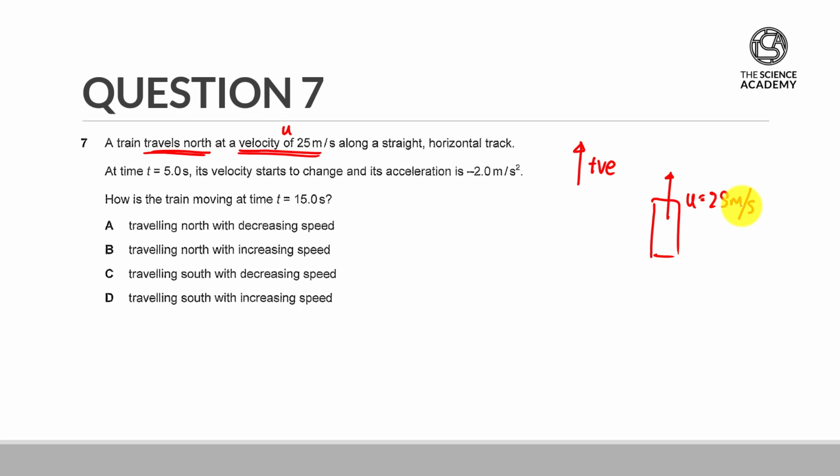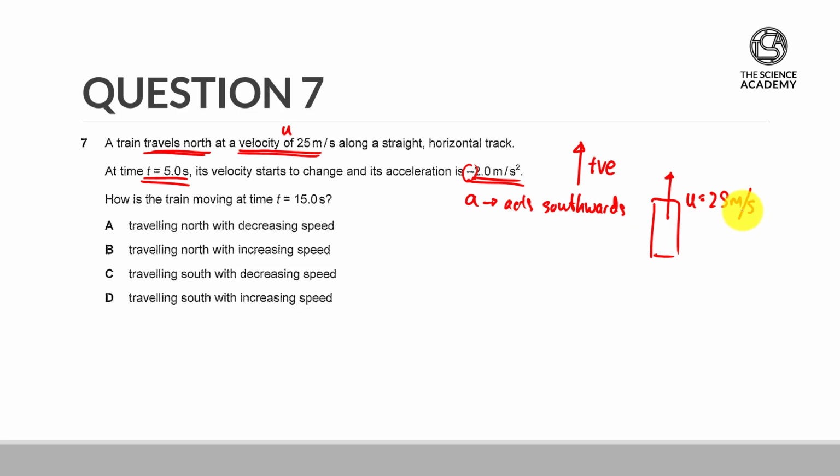The question then tells us that at time 5 seconds, the velocity starts to change and its acceleration is minus 2 meters per second square. So we have a. And when we look at the value of negative, this implies that the acceleration acts southwards.